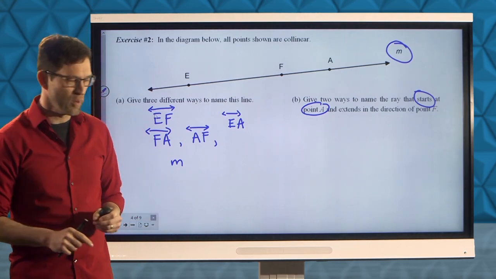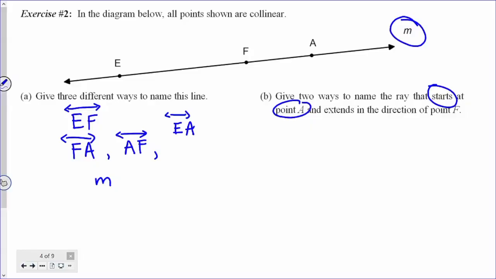Okay, let's give 2 ways to name this ray. Well, if it starts at point A, then there is no getting around it. You've got to have the A come first. But then you could say that it's ray AF, or, since these 3 points are collinear, you could also say that it's ray AE. All right? Both of those are the same ray, and that's very, very important to understand.